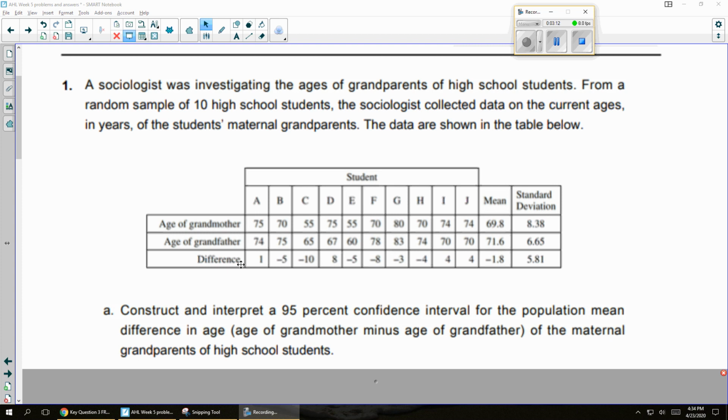My mechanics then are going to be x bar plus or minus t star times the standard deviation over the square root of n. I can find the t star for 9 degrees of freedom with 95% off of my chart. Plug those numbers into the formula, get the interval. Once I've got the interval, I'll say I'm 95% confident that the true difference in grandmother's age minus grandfather's age is somewhere between those two numbers.